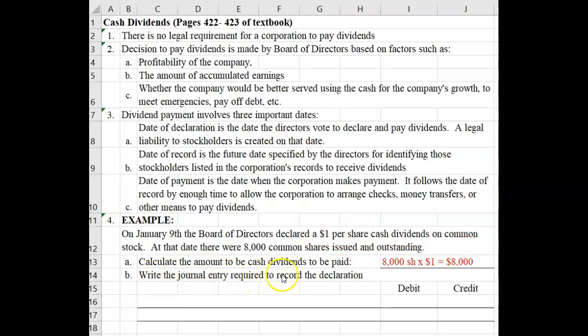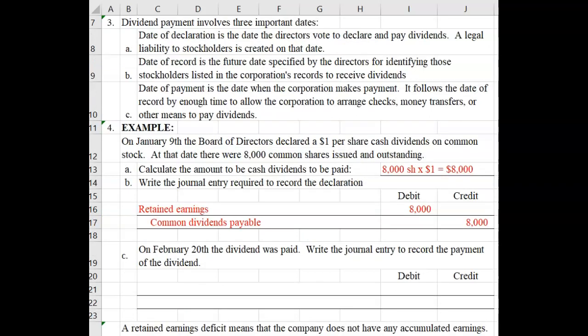Now write the journal entry required to record the declaration. Debit retained earnings for $8,000 and credit common dividends payable for $8,000. I'd like to talk just a little bit about why we're debiting retained earnings. In chapters 1, 2, and 3, when we recorded journal entries for the payment of dividends, we debited an equity account called dividends. So why are we not debiting the dividends account here?